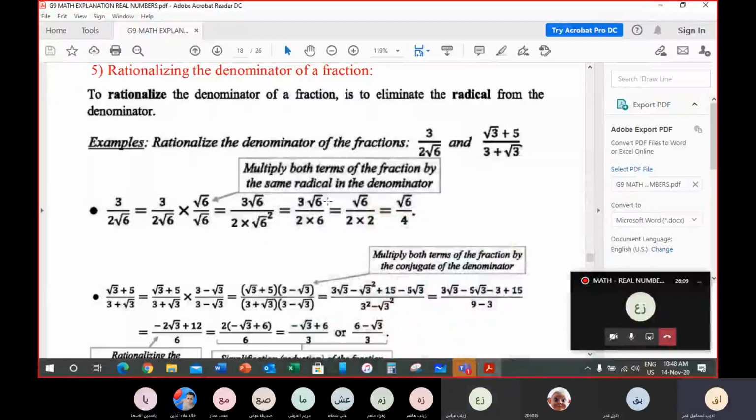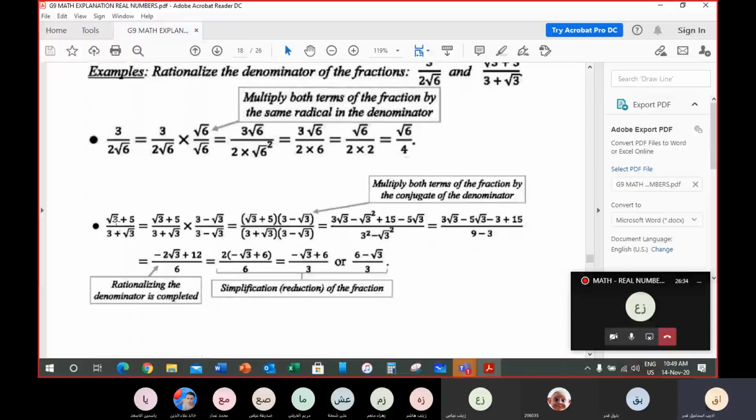3 radical 6 in the numerator over radical 6 squared, which is 6. 2 times 6 is 12. Then we simplify by 3 up and by 3 down. We get radical 6 over 4 as the answer. And now here, the denominator is without radical. So the denominator in this fraction is rationalized.